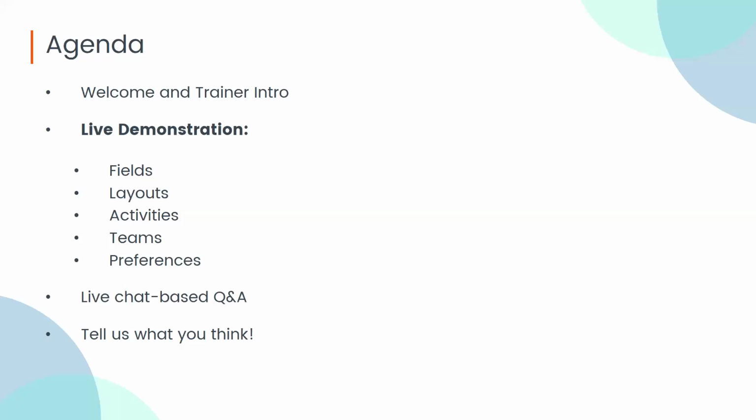On today's agenda, we're going to cover a live demonstration of 5 different areas. I'm going to discuss customization as it applies to fields and layouts, maybe activities. We'll create a custom activity and look at some default settings for that. I'm going to create a team and show you some things you can do with teams in ACT. And then I'm going to go to the preferences area inside the tools menu to show you some of the preferences that you can set up as just kind of a way to customize your experience with ACT.